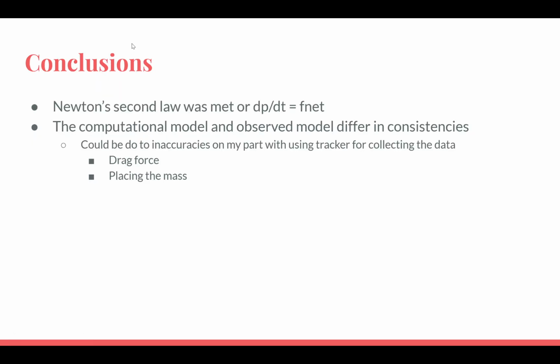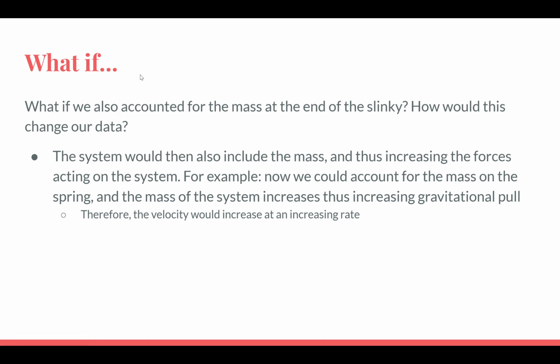My conclusions here were that Newton's second law was met, as we can see in the videos, and that the computational model and observed model differ a lot in consistency. That could be due to inaccuracies on my part or drag force, but also to me placing the tracker on the mass, which could have accounted for these differences. My what if question was, what if we also accounted for the mass at the end of the slinky? How would this change our data?